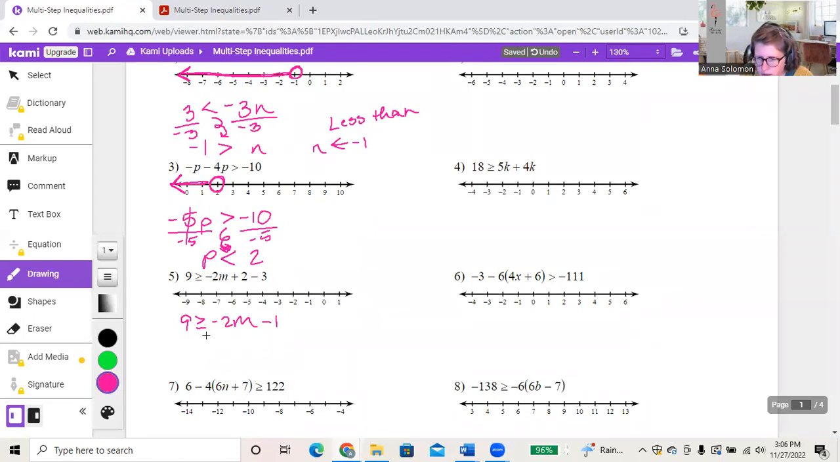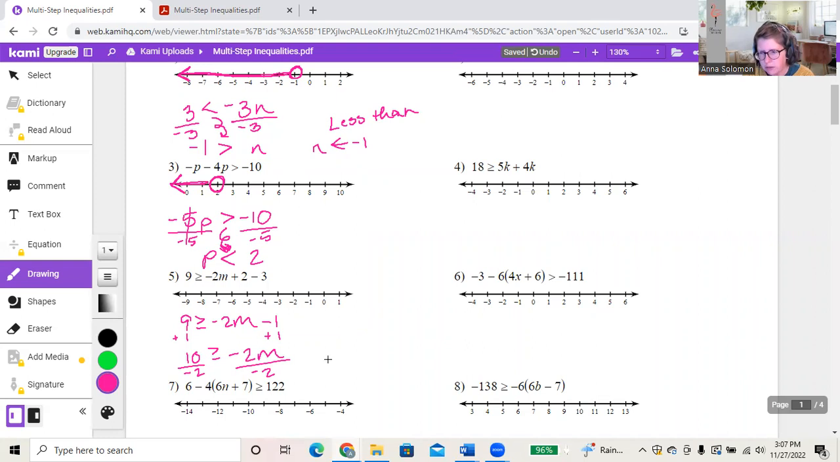All right, now I'm going to move my number over because I have to move it. It's kind of like PEMDAS, the order of operations. I'm going to move my 1 over by adding. So I get 10 is greater than or equal to negative 2m. And then I'm going to have to divide by negative 2. They don't give you a lot of space to write, do they? And then I'm going to just have to write this over here.